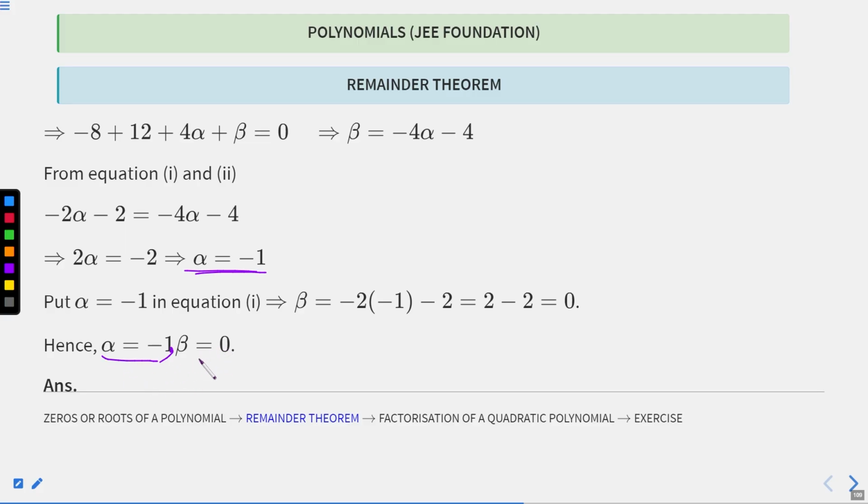So alpha is equal to minus 1 and beta is equal to 0. So let's move on and solve more challenging problems, and let the problems polish our concepts.